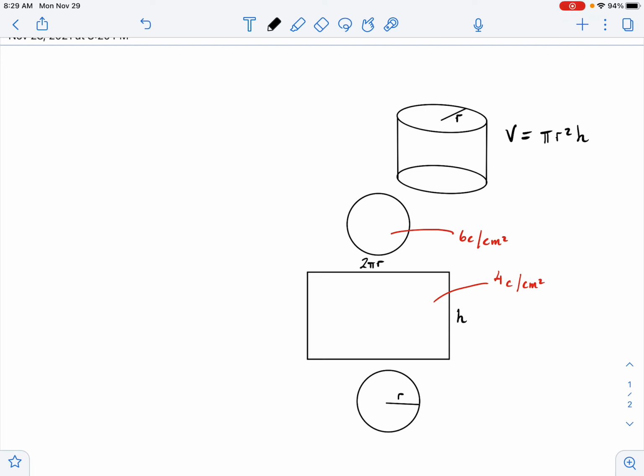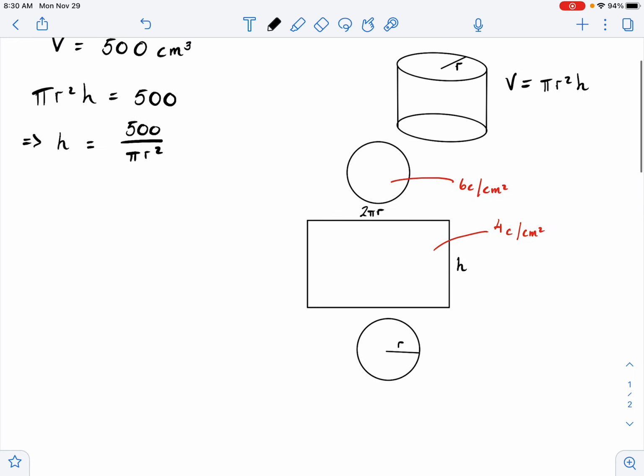So the volume of a can is 500 centimeters cubed. Well, the volume of a can is pi r squared h. So this is therefore 500. And if I rearrange this, then I can find h as a function of r. So h is 500 divided by pi r squared.